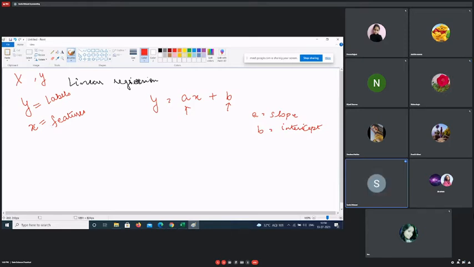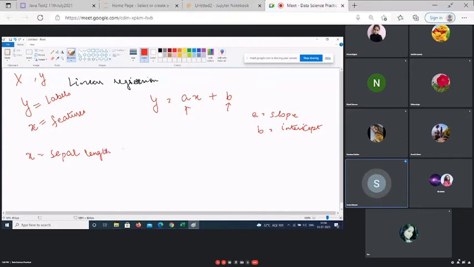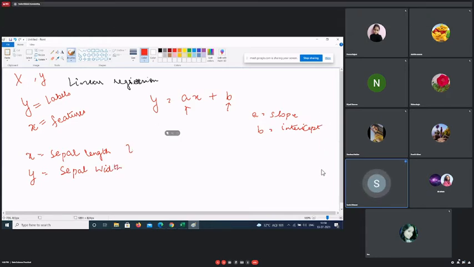Yes, now, miss, in our program, what we had done, we had taken one variable, one feature, that is sepal length. Who will tell me why I had taken only one variable, one feature, sepal length, and said sepal width is the corresponding output? Why? Who will tell me? It is very easy, look at the equation carefully.